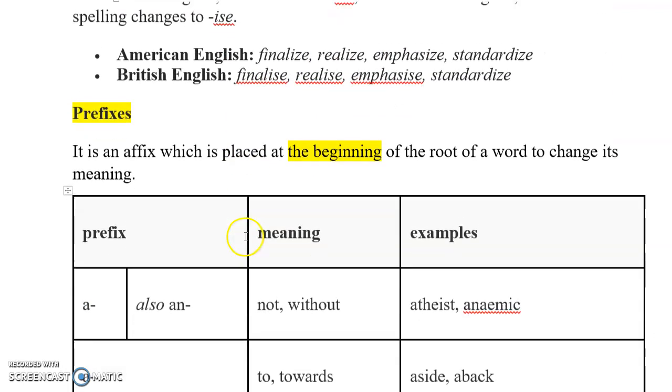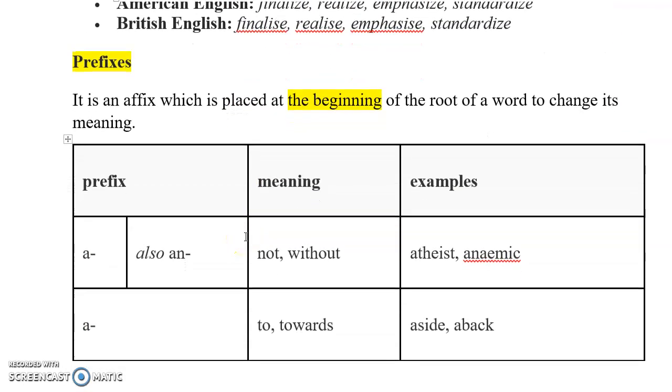Now, the second part of the affix is the prefix. As I've told you, it is the affix that is added to the beginning of the word, or to the beginning of the root of the word, to change its meaning. Actually, we have many prefixes in English.